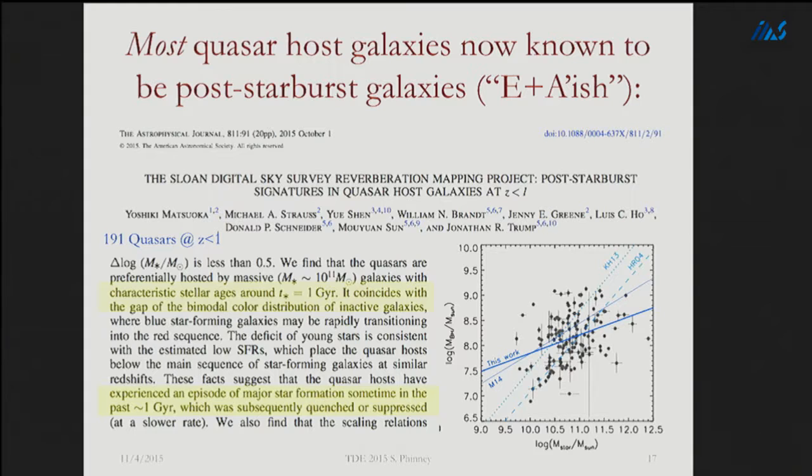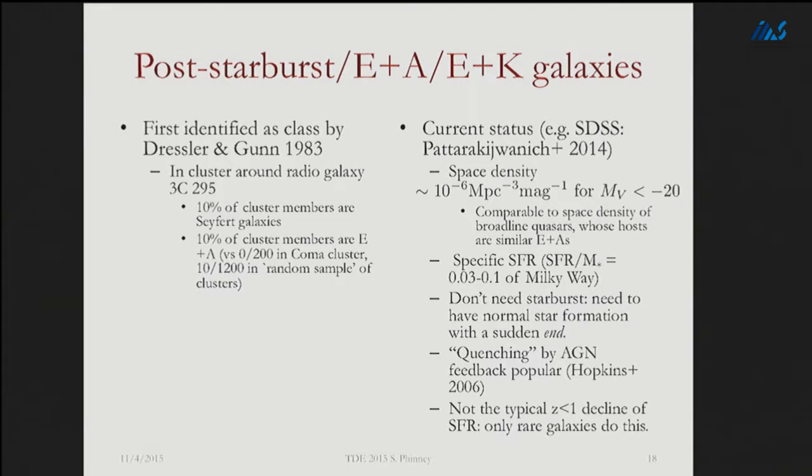Okay, so this is the majority. This is 191 quasars with redshift less than 1, and the majority of them have these kinds of spectra. So you can now ask about the general class of these galaxies.